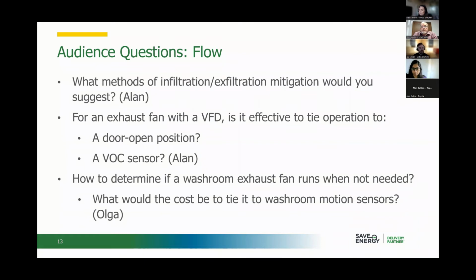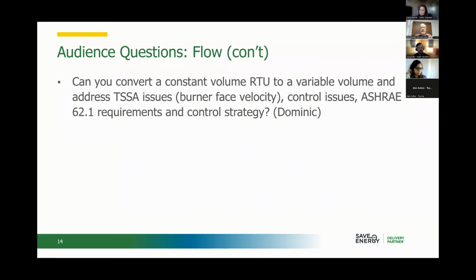Okay, so I think we'll move on here, and we had one last question around the flow side of things, and it was, can you convert a constant volume rooftop unit to a variable volume while addressing TSSA issues, control issues, ASHRAE requirements, and control strategies? So I know we have a lot, both in industrial and commercial spaces, where they have those constant speed rooftop units and are looking to go to variable speed, but how do they address those considerations of still meeting those different flow requirements laid out in guidelines or regulations?